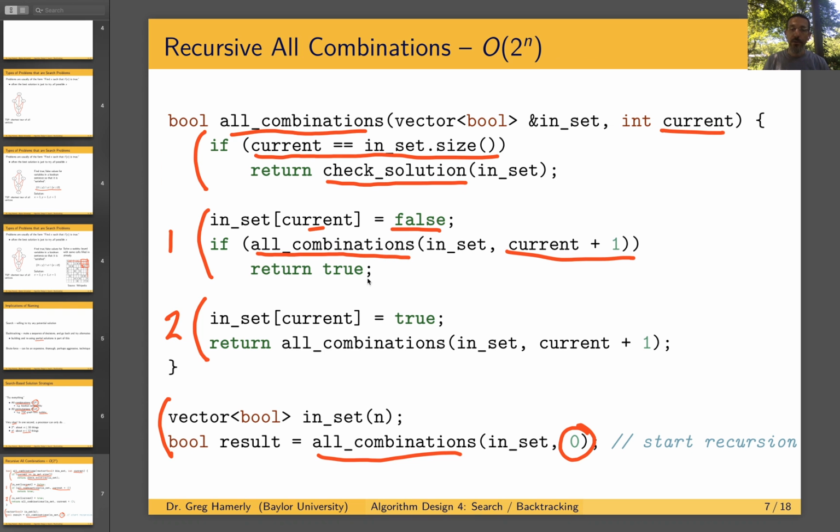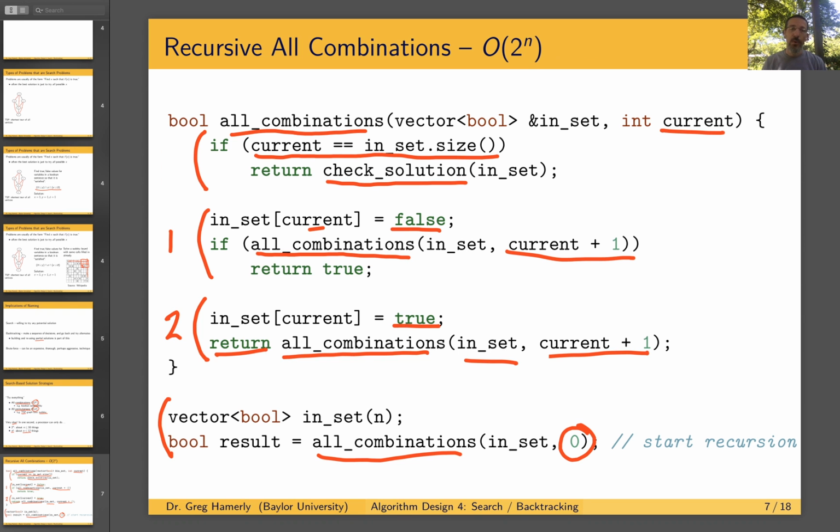Otherwise, if that returned false, we're still searching for a solution. So we'll set inSet of current to be true. Remember, we set it false last time. So the only difference between these 2 branches is the value of inSet sub current. And then we recurse again with inSet and current plus 1, the next variable, and we're just going to return that value because we were not able to find a solution with current equal to false. So if we can find a solution with current equal to true, then we'll return that value.